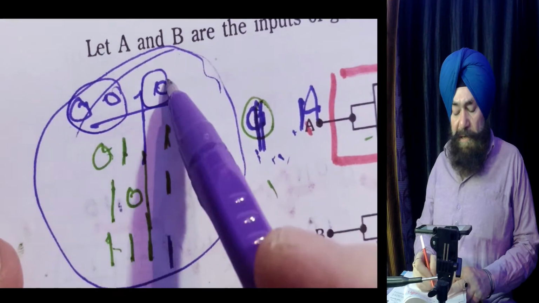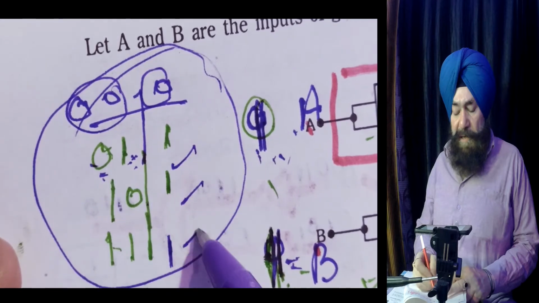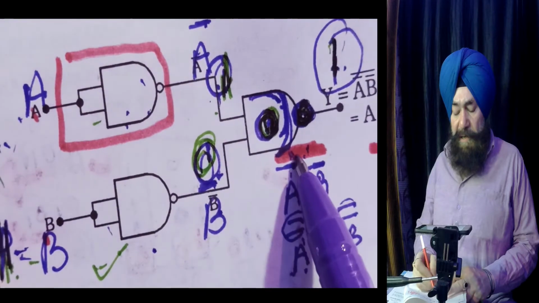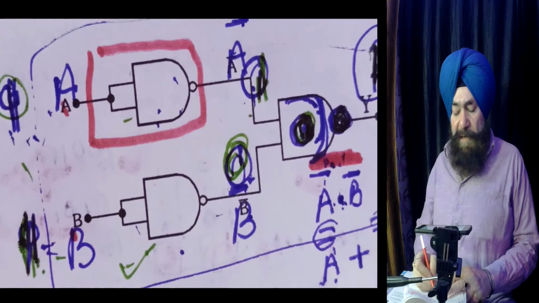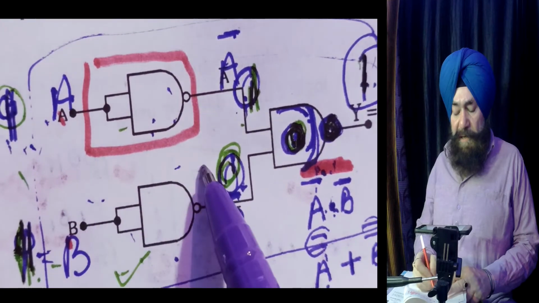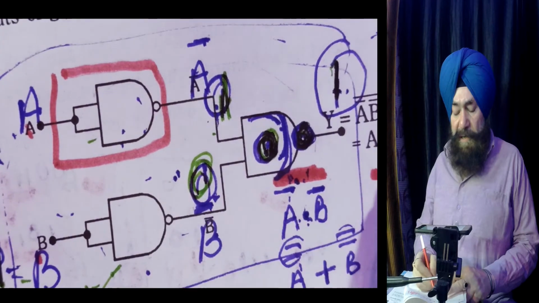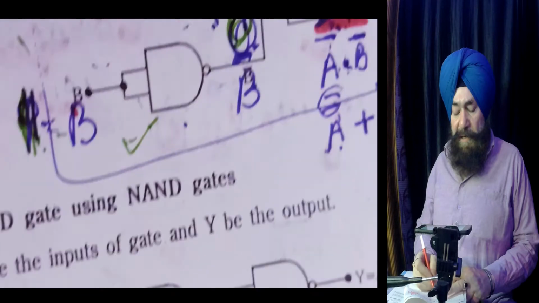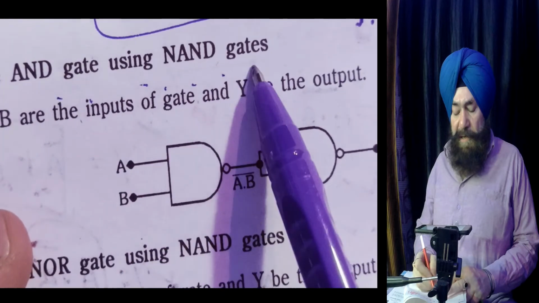0, 0 is only 0. Otherwise, if any of the inputs is 1, it becomes 1. So I used only the NAND gates. This is NAND, this is NAND, this is NAND. But the logic which I am getting at the output is that of the OR gate. So NAND gate can be used to get OR gate logic. Now I am coming here. AND gate using the NAND gate.